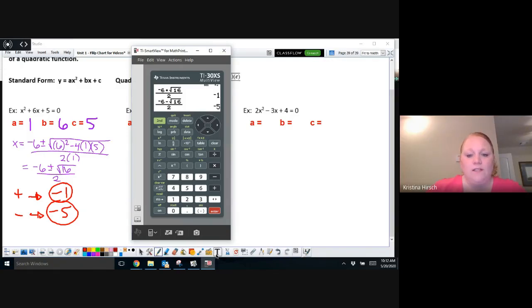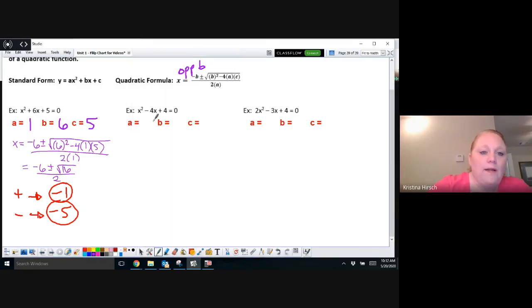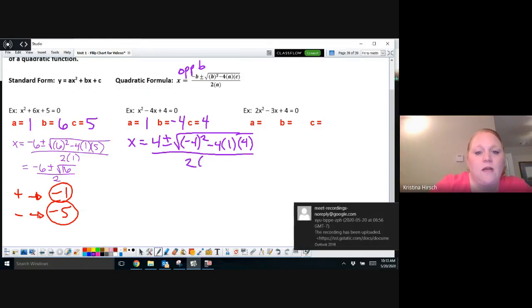All right. So for the second example, A is 1, B is -4, and C is +4. So I'm going to substitute into my formula, x equals opposite B. Well, B is -4, so opposite B would be +4, plus or minus the square root, B squared, so -4 squared, minus 4, A is 1, C is +4, all over 2A. So 2 times 1.